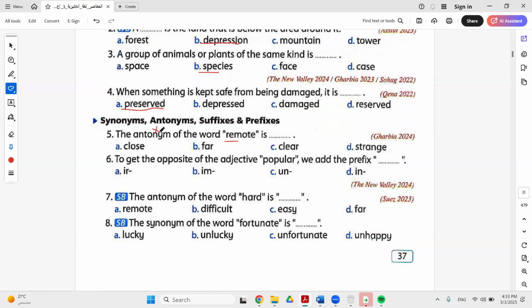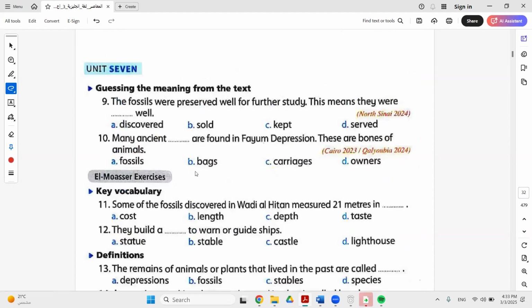Karen, the antonym of the word remote. I need the antonym here. This is a synonym, but I need the antonym. The antonym means the opposite. Close. Close, yeah.